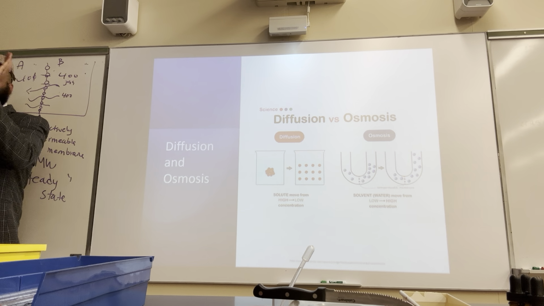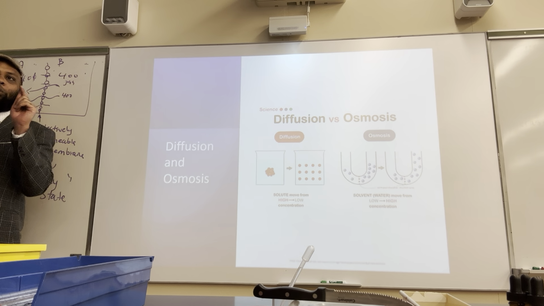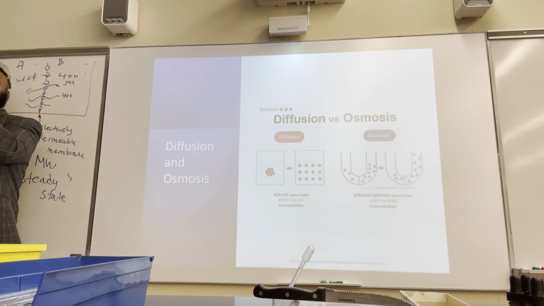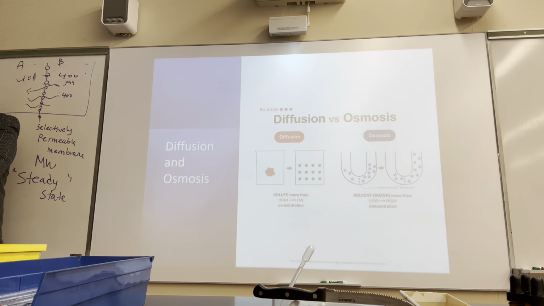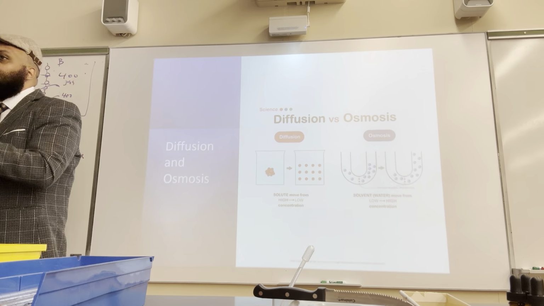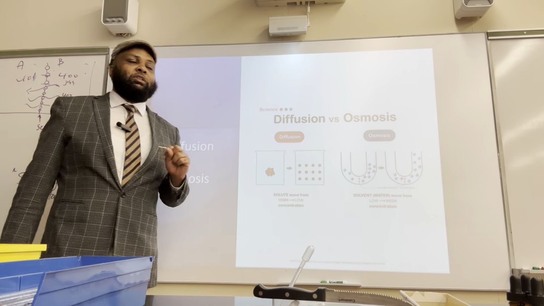400 on this side, 400 on this side, no movement. No, there is a movement, but it's an equal movement. If one jumps there, the other one is going to make up for it. Is that clear? This is diffusion. This is not osmosis. What is osmosis then?